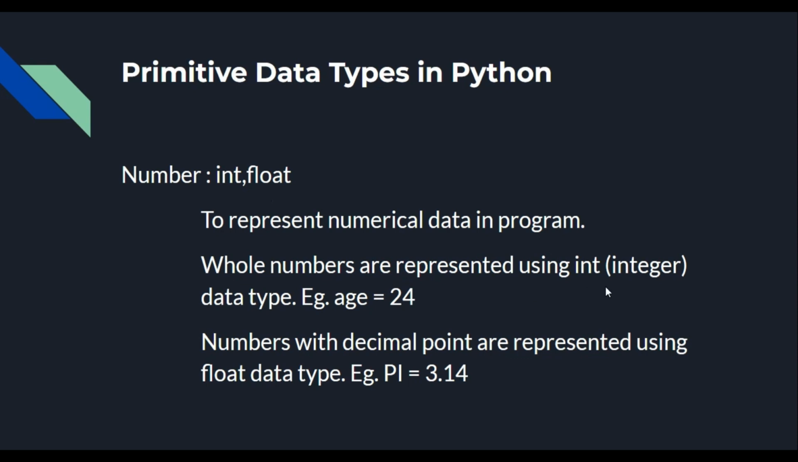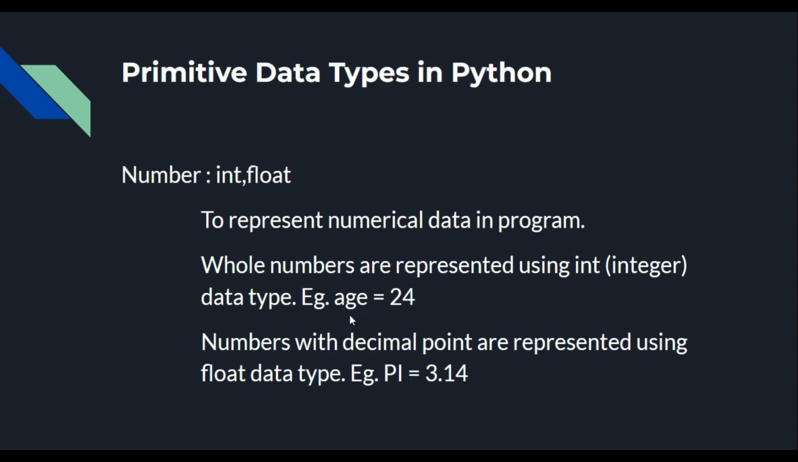Whole numbers are represented using int or integer data type. Example is 24. Whole numbers mean the number which is not having decimal point. So age is equal to 24 is a whole number. In Python, whenever we define a variable, we don't specify data type of that variable. Python automatically determines its data type at execution time, right? So internally this is a whole number. That's why data type of this variable age is int.